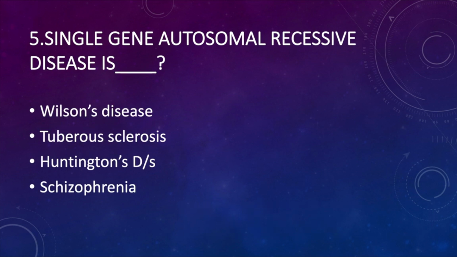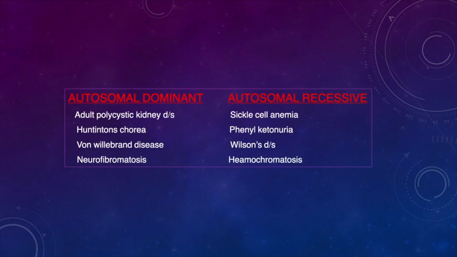Single gene autosomal recessive disease is option A, Wilson's disease; option B, tuberous sclerosis; option C, Huntington's disease; option D, schizophrenia. Answer option A, Wilson's disease. Autosomal dominant diseases are adult polycystic kidney disease, Huntington's chorea, von Willebrand disease, neurofibromatosis. Autosomal recessive disorders are sickle cell anemia, phenylketonuria, Wilson's disease, and hemochromatosis.